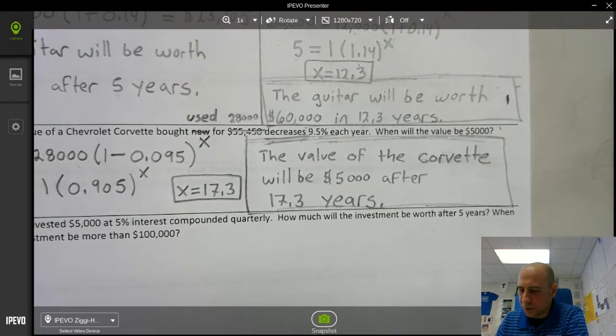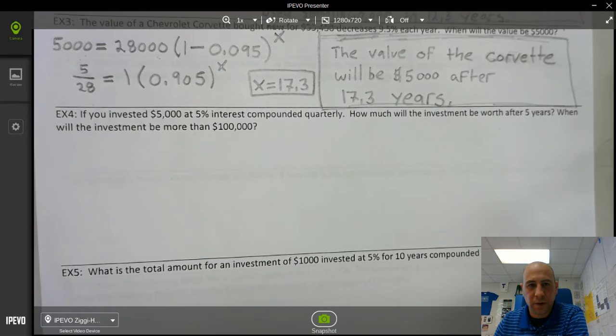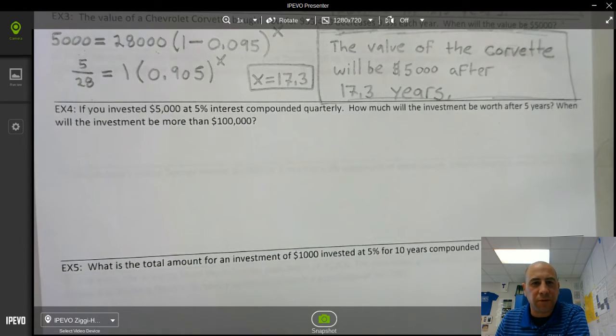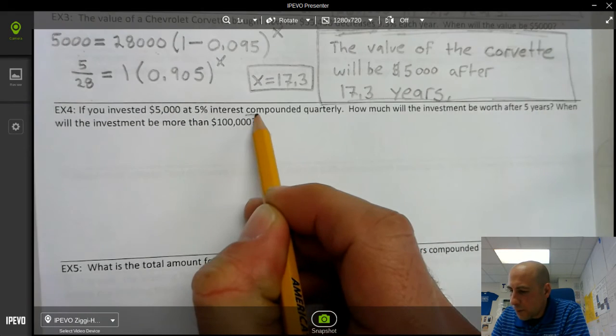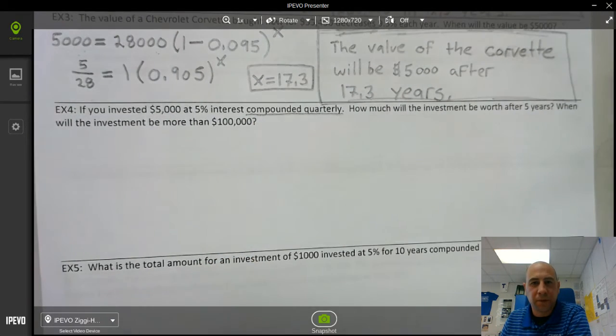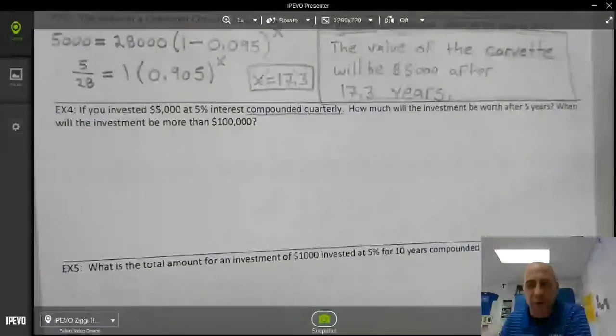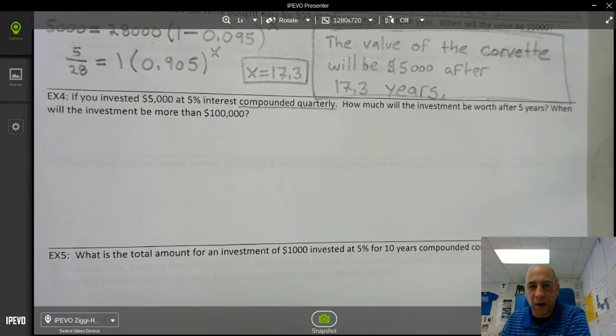All right, let's look at example 4. If you invested $5,000 at 5% interest compounded, so that's important, compounded quarterly, how much will the investment be worth after 5 years? So let's answer that question first. Now, compounded quarterly is huge. That tells us that we're doing compound interest, okay?